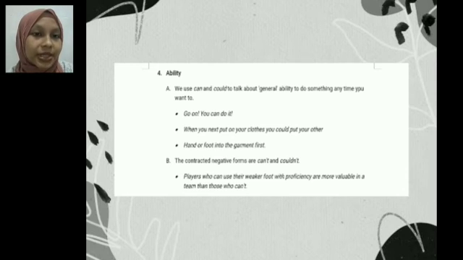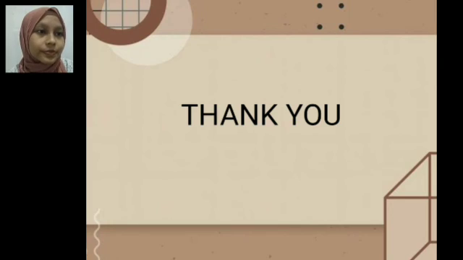And the last is ability. We use can and could to talk about general ability to do something anytime you want to. The example is go on, you can do it. The next, when you next put on your clothes, you could put your other hand or foot into the garment first. The contracted negative forms are can't and couldn't. Players who can use their weaker foot with proficiency are more valuable in a team than those who cannot.